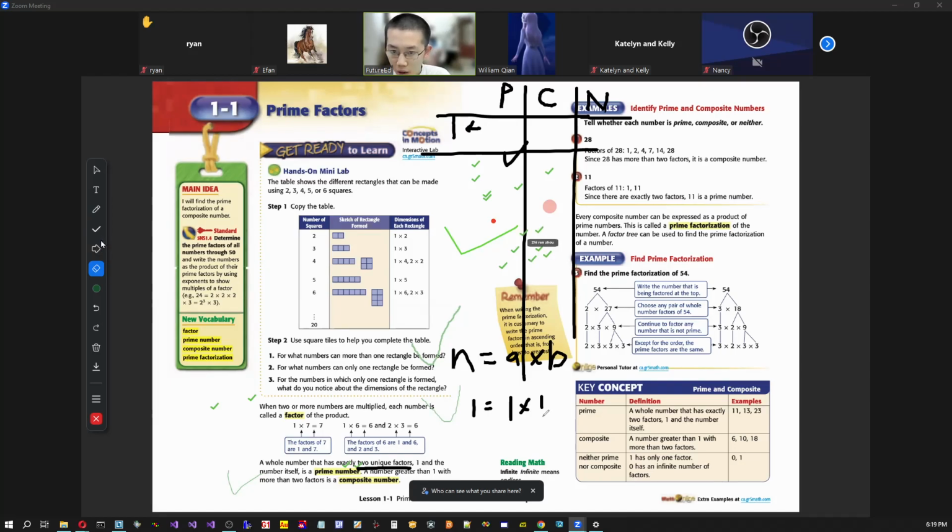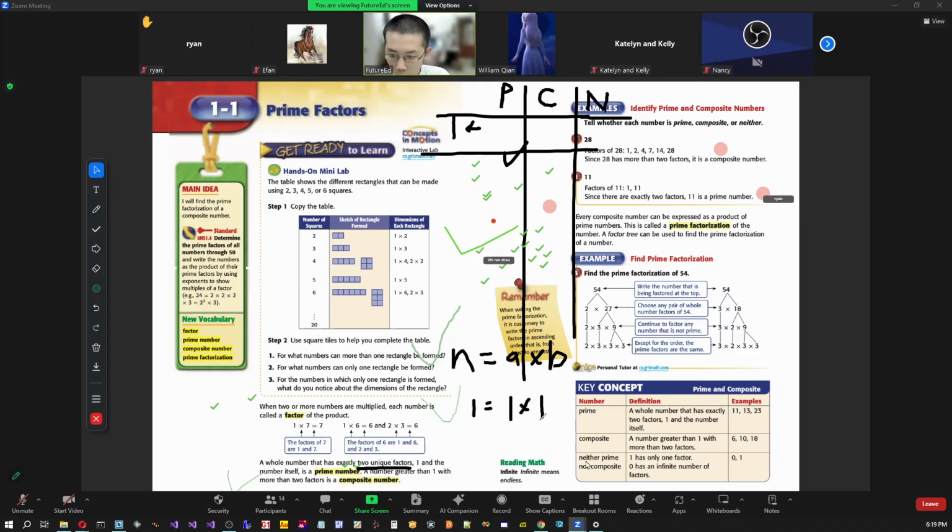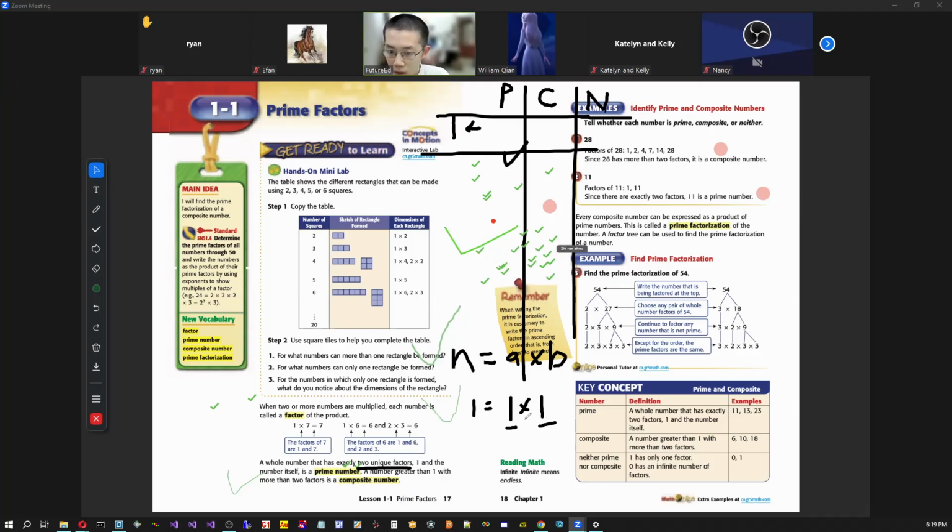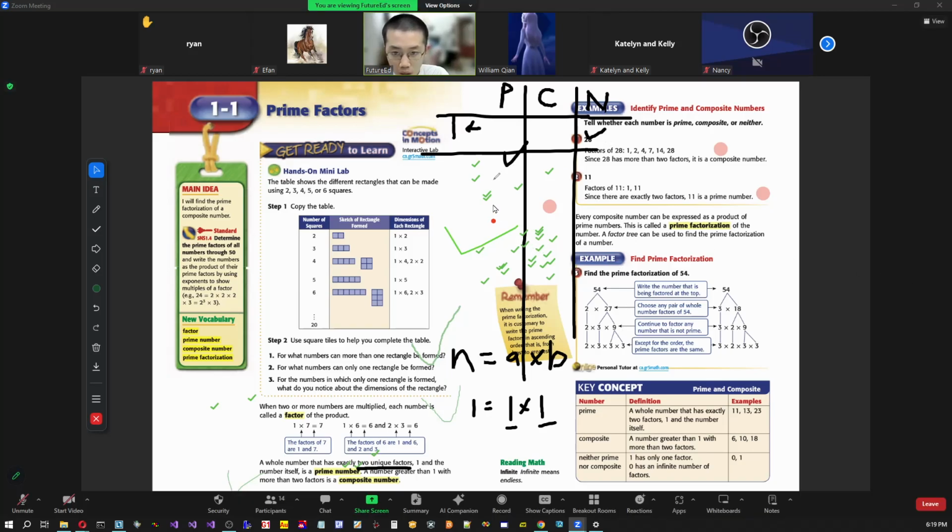Everyone agrees on that, right? 1 is equal to 1 times 1. But 1 and 1 are exactly the same thing. They're not unique. So when we look at 1, mathematicians usually label 1 as neither. It's not prime and it's not composite. It only has one factor. So if you guys are doing check marks, you should be checking the neither square down here.